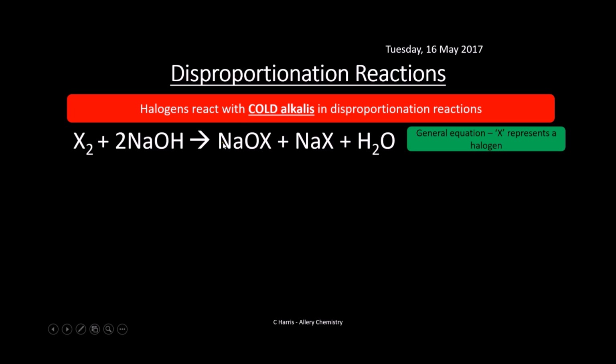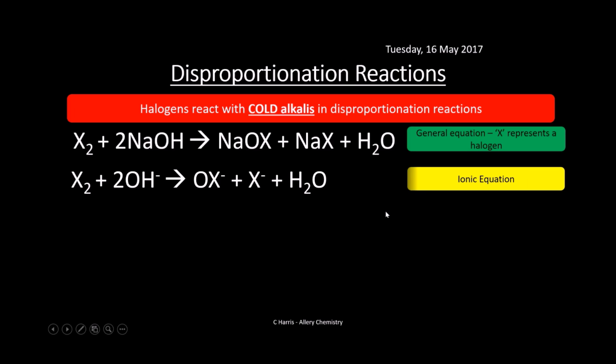Sodium chlorate 1, this would be if the X was a chlorine, of course. Sodium chloride here and H2O. Again, the X represents the halogen. So here's the ionic equation for it.